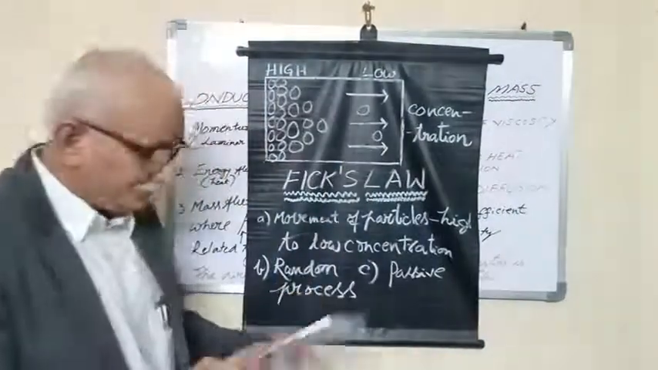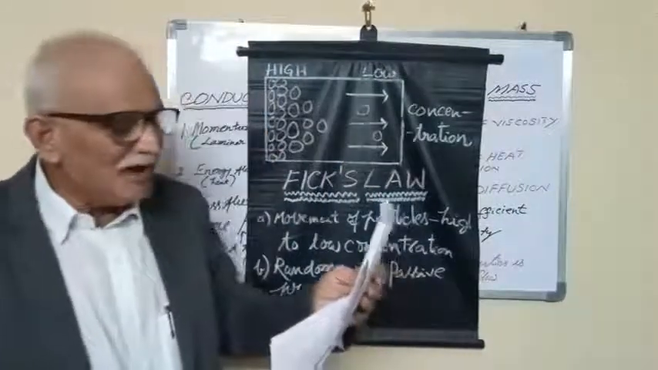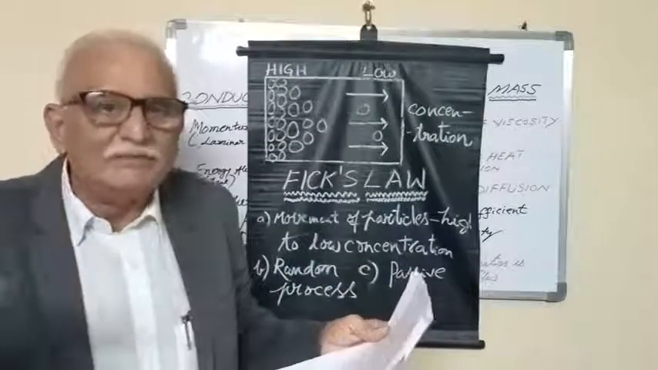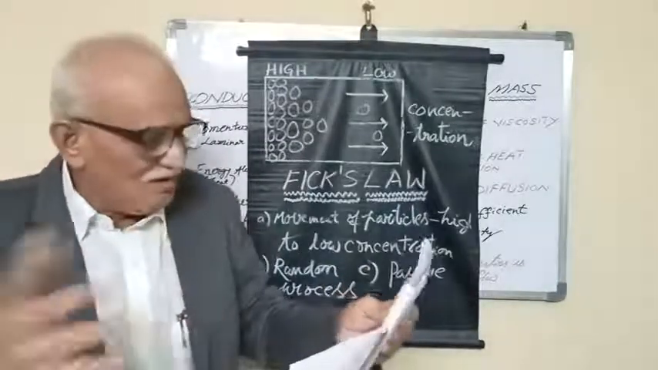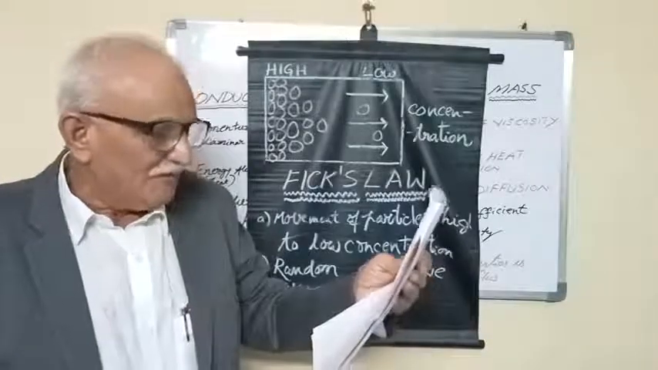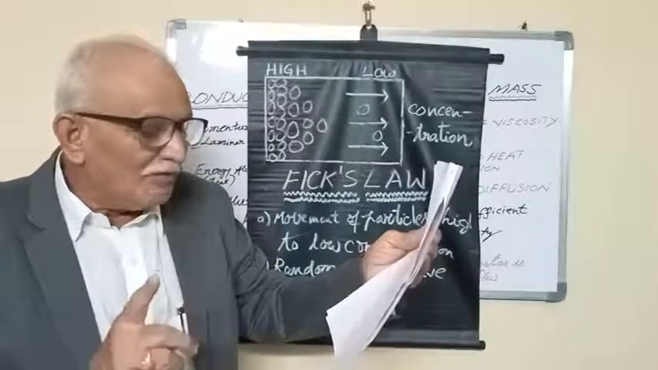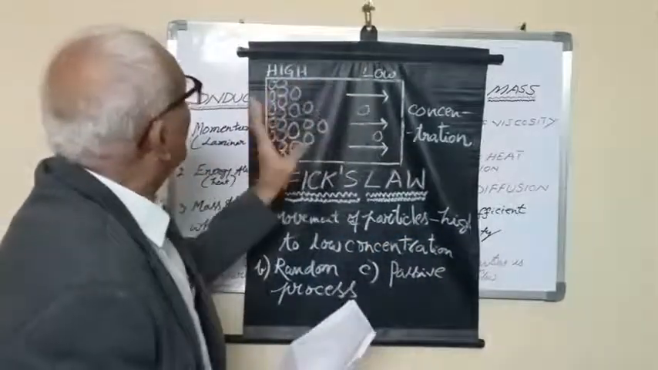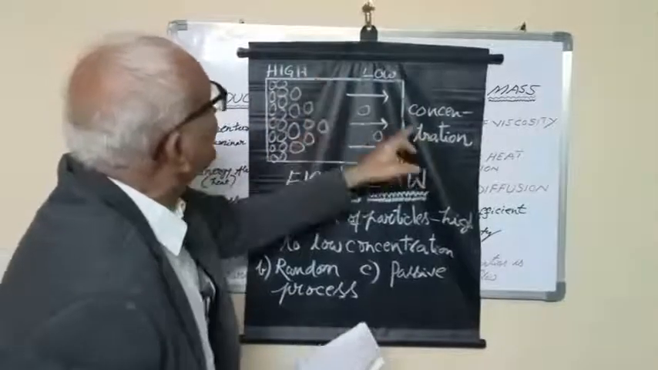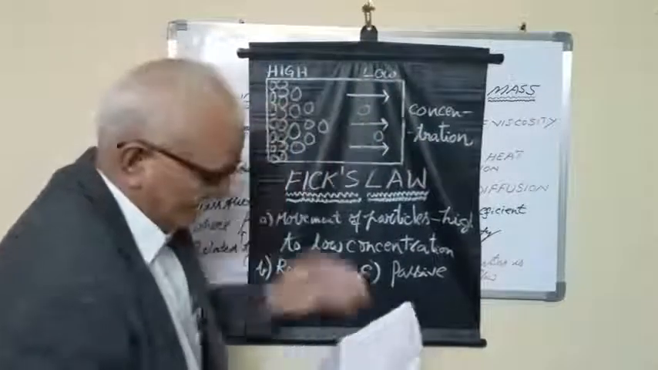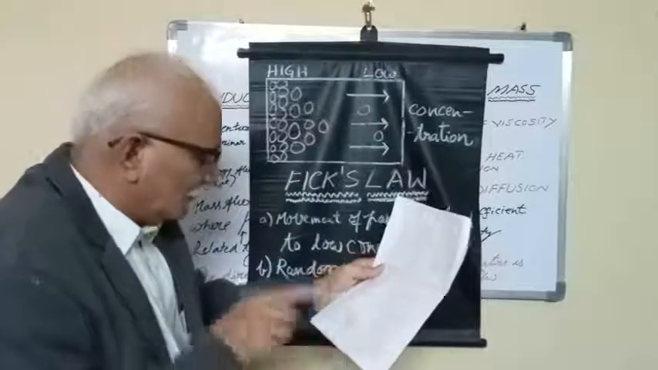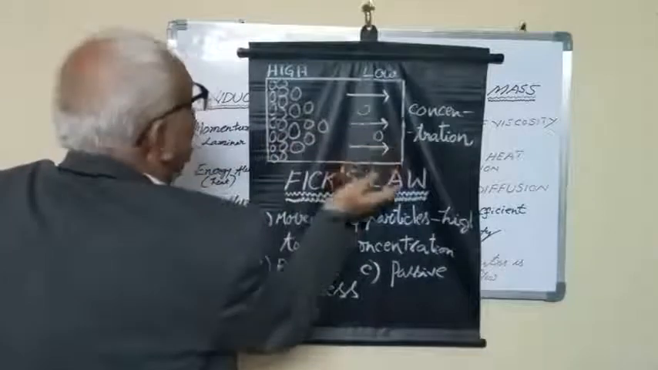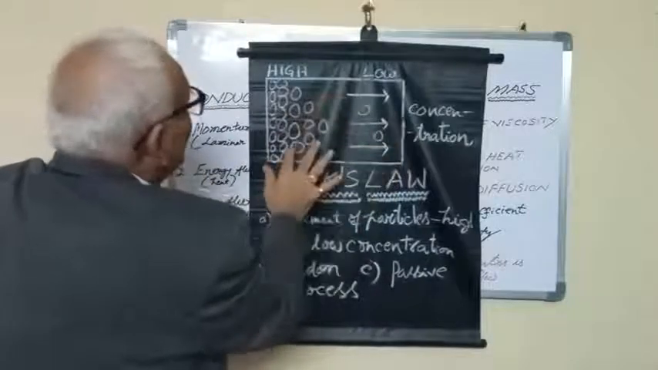Fick's law says something very interesting. The rate of mass flow is mass flux. The common symbols are small j, capital J, small q, big Q, all these things are there. Now see, Fick's law of diffusion says the molar flux, from high concentration to low concentration, due to diffusion is proportional to the concentration gradient. Molar flux is proportional to the concentration gradient.